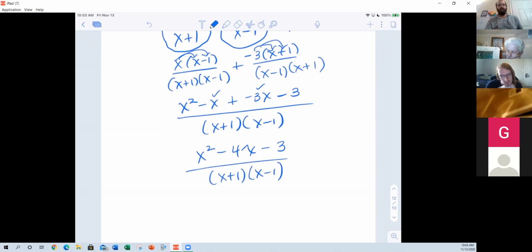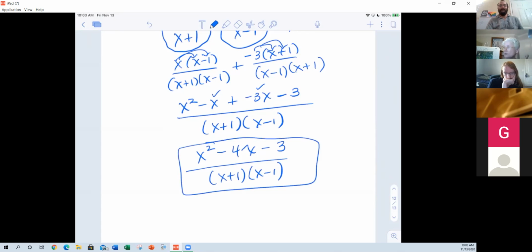I just kind of made this one up real fast, so I don't know. I don't think that x squared minus 4x minus 3 is going to factor. No, I would have to use the quadratic formula on that, I think. Yeah. So this is as far as you can take it. Now, if you could factor it, you would, but you can't factor that numerator.